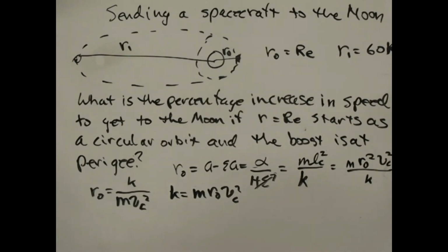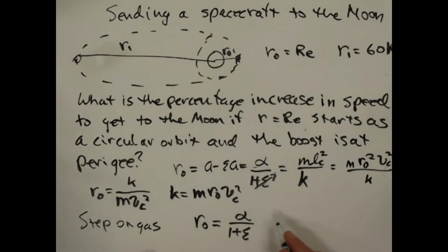So now we step on the gas, and we've changed the problem a little bit. Here again, r0 is equal to alpha over 1 plus epsilon, but no longer is epsilon 0. This is now a highly eccentric orbit, which I can figure out here if I want to.